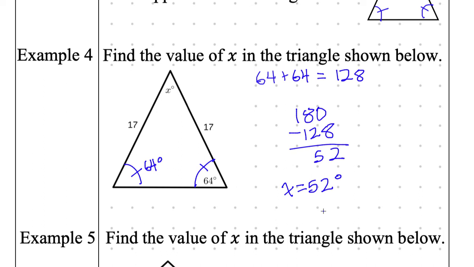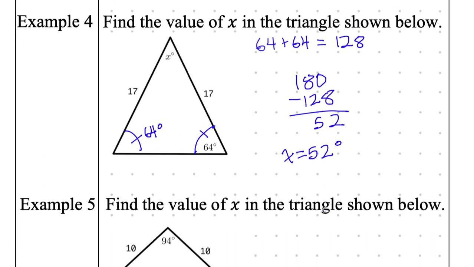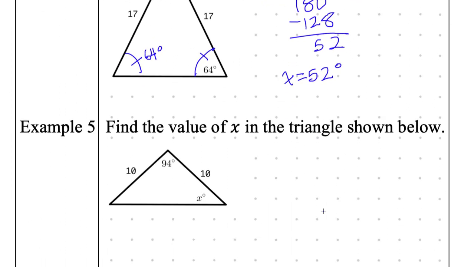And the other slightly harder type of problem is example number 5. And then we'll be done with the notes. So, is this an isosceles triangle? Everyone nods their head.